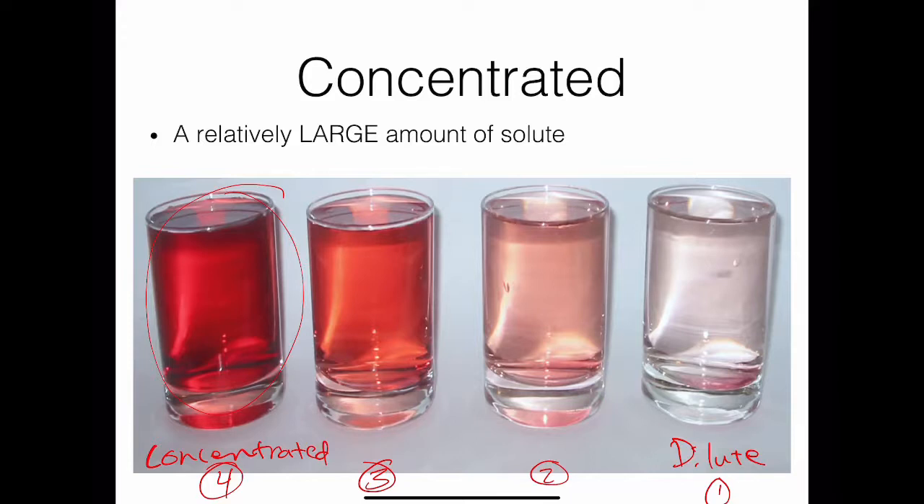Strength refers to an inherent property of whatever substances you're talking about. Strong coffee refers to the roast of the coffee, not necessarily how much coffee is in an amount of water. So just be very careful with the difference between concentration and strength because they are two different things.